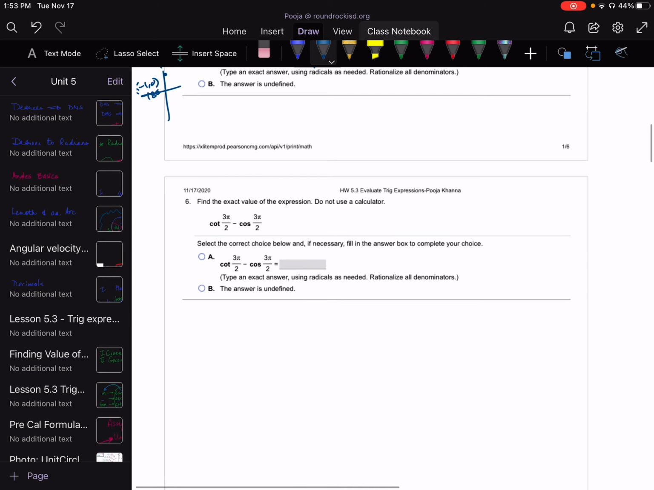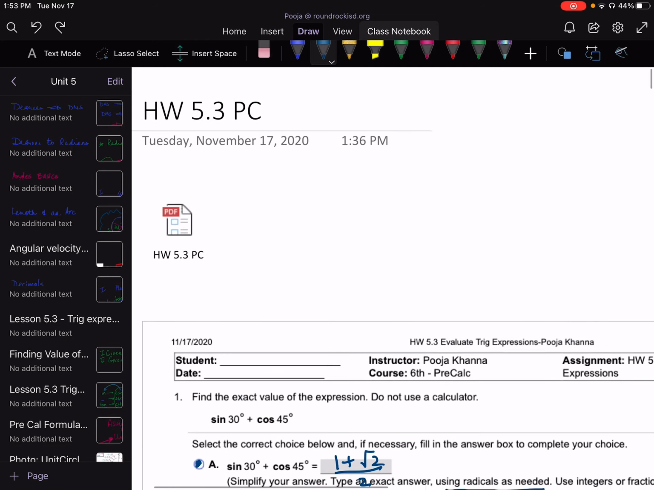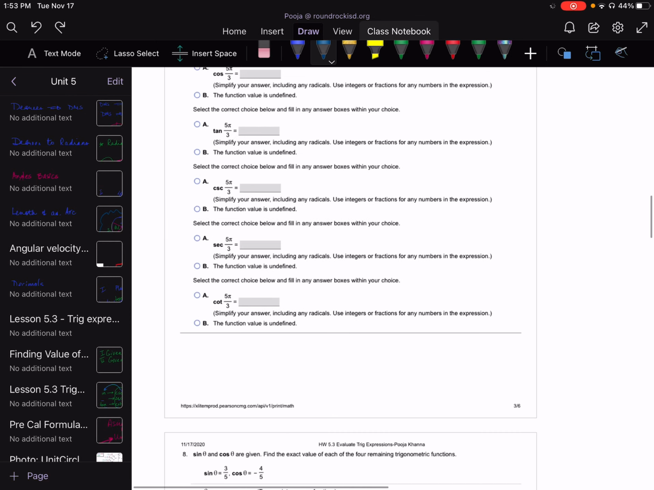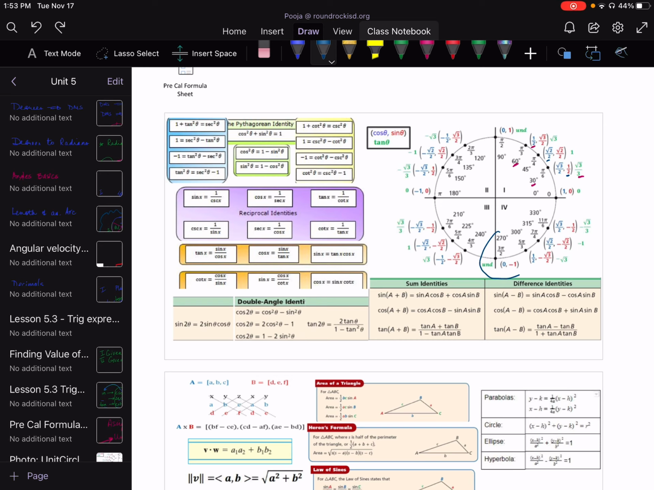Find the exact value of the expression. Cotangent 3 pi over 2. So I'll first find tangent 3 pi over 2. I did not write it correctly. There are 3 pi over 2. And cosine should be directly available. So let's first find tangent, and then we will flip it over to get cotangent. 3 pi over 2 is this one. This is 3 pi over 2, and tangent is undefined.